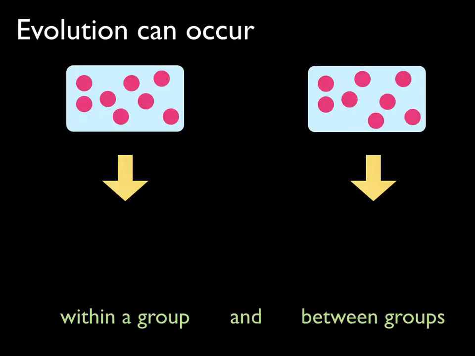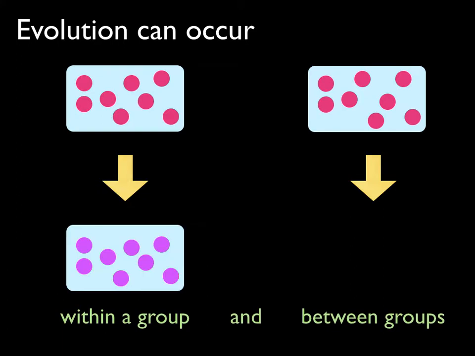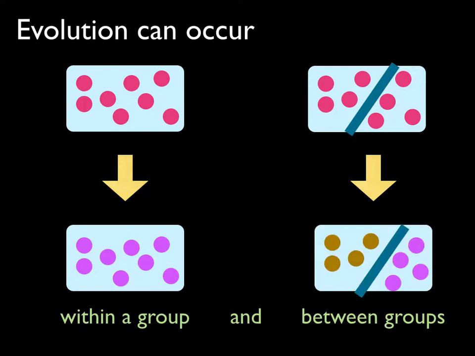So just to remind you, evolution can occur within a group. So we see here one population, over time the pink circles have gradually become purple circles, and we can also see it occurring between groups, say a river flowed through these pink circles, we might see change occurring in different directions between the two new groups.